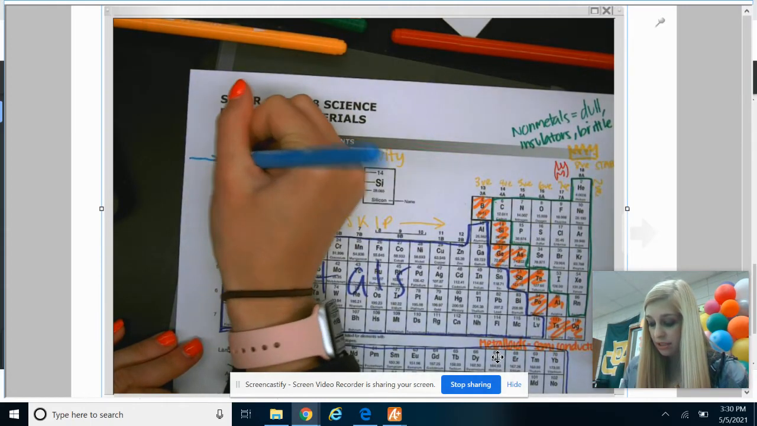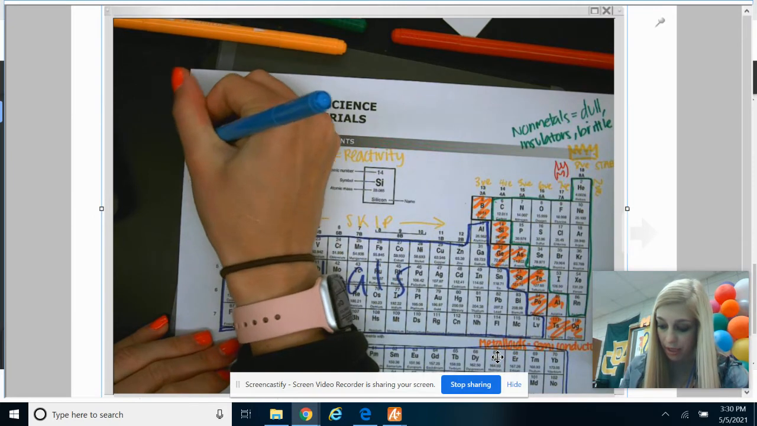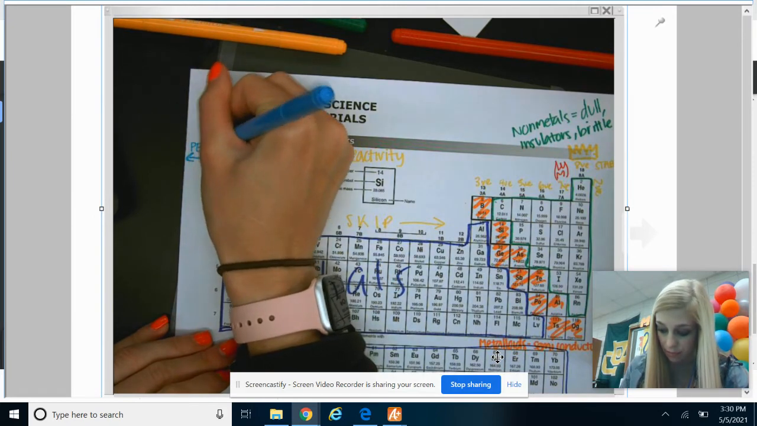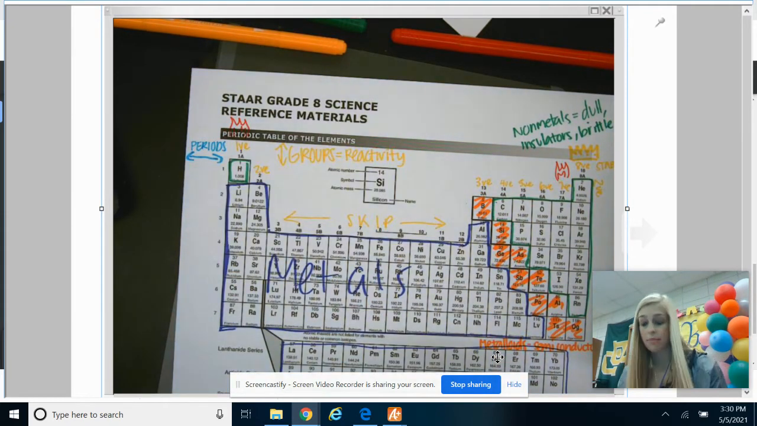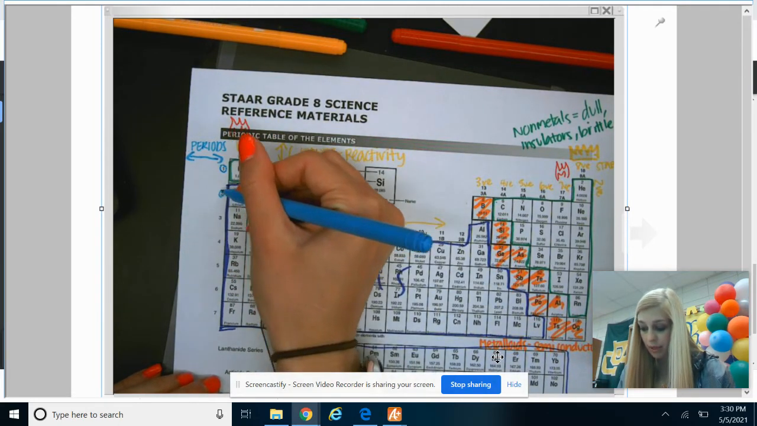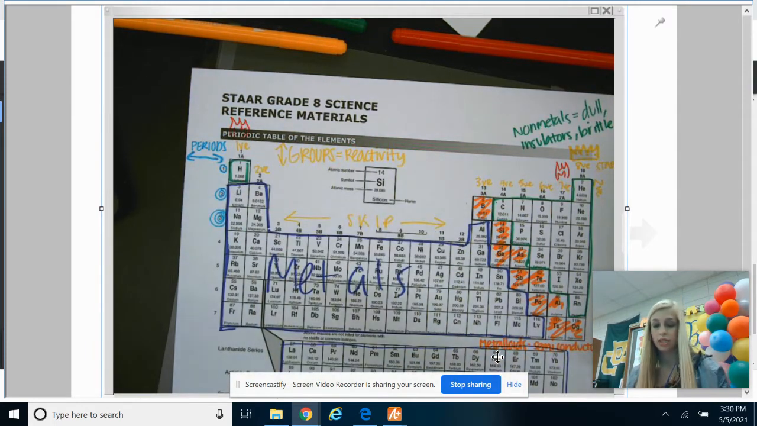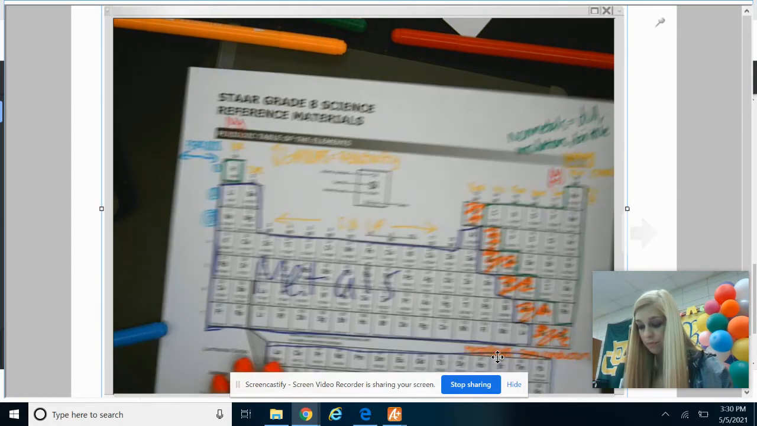Going left to right or across on the periodic table is called periods. Periods determine the number of energy levels. So period 1 has 1 energy level, period 2 has 2 energy levels, period 3 has 3 energy levels, and you can keep going, but I'm not going to.